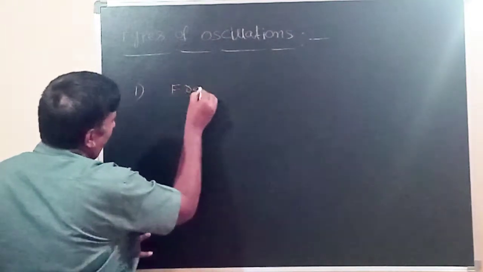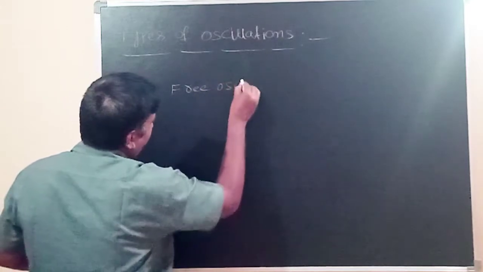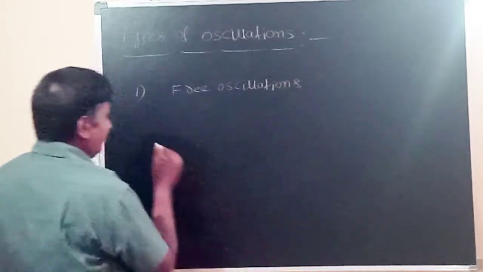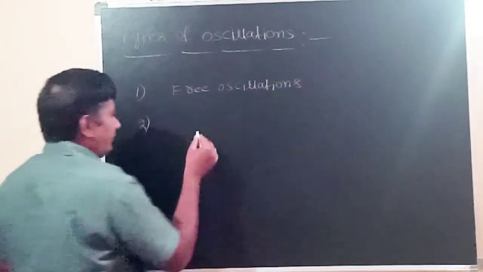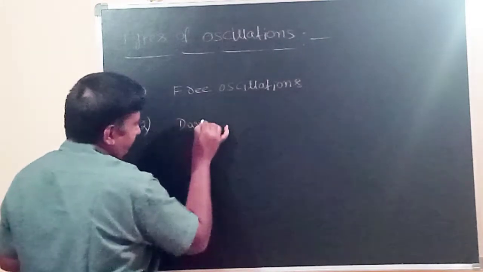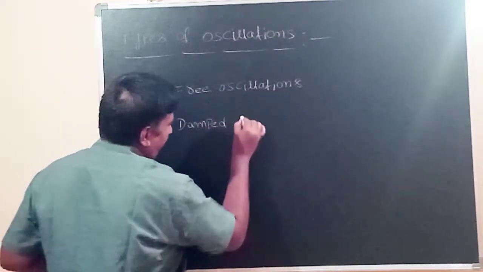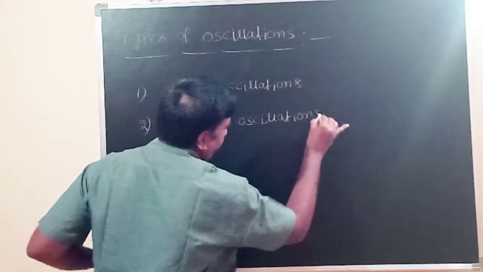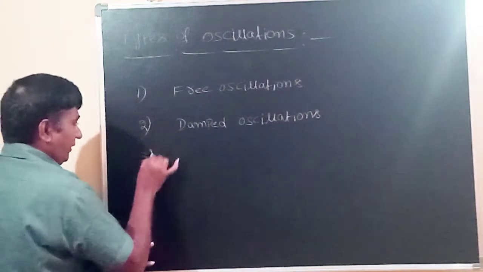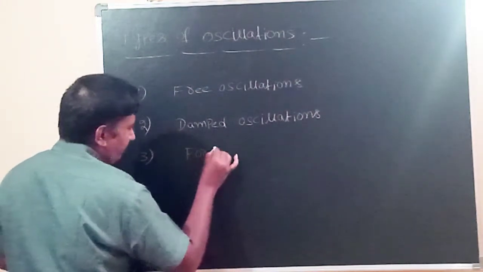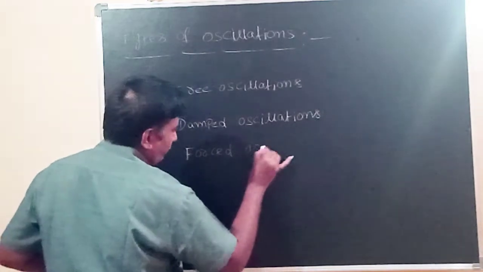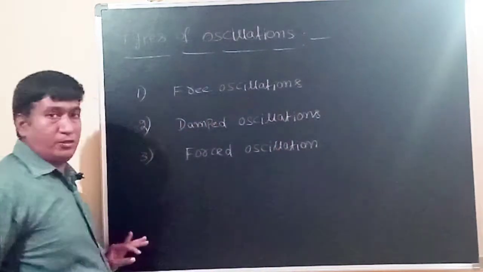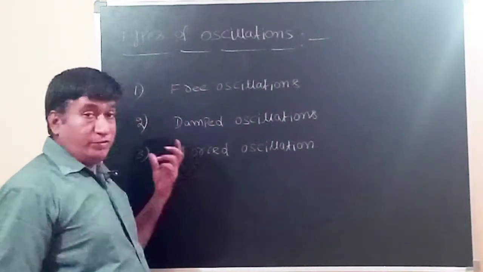One is free oscillations, the second one is damped oscillations, and the third one is forced oscillations. These are the three types which we can classify.